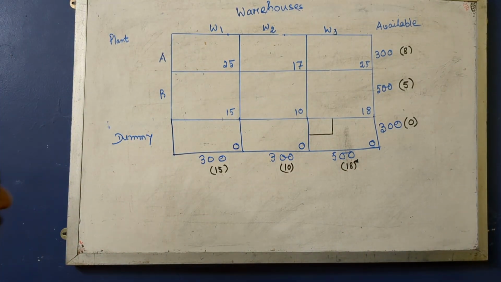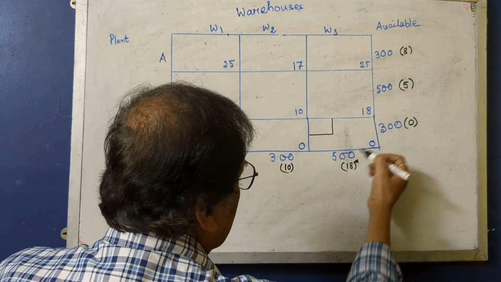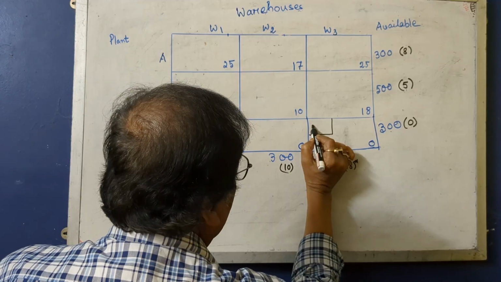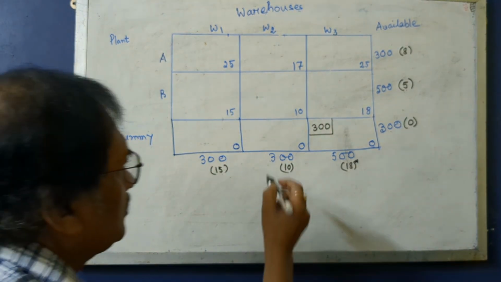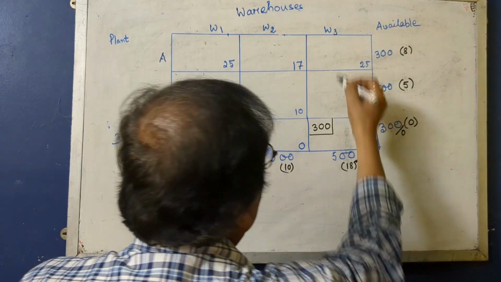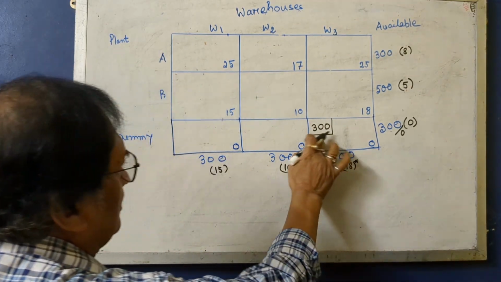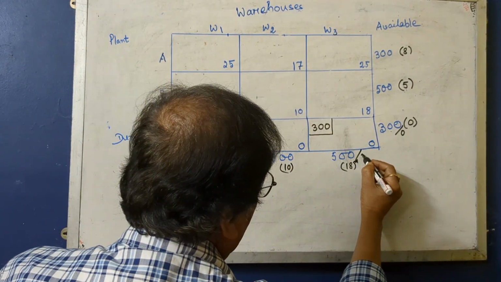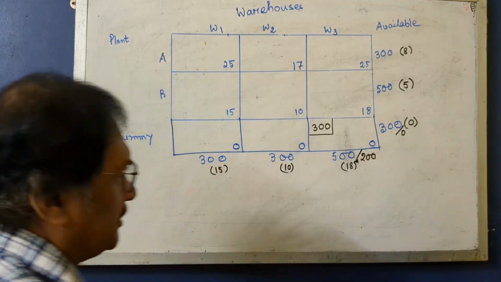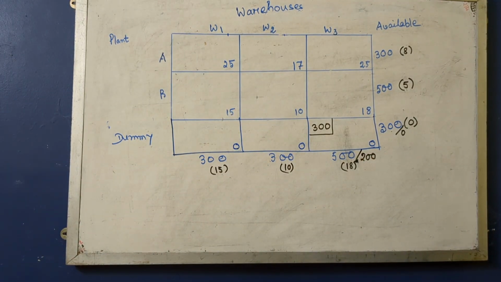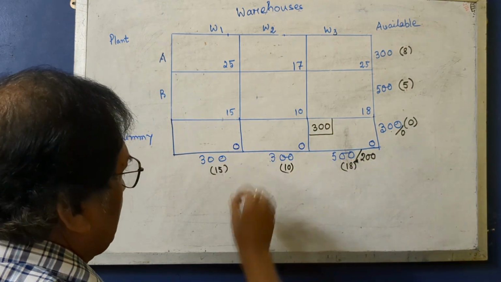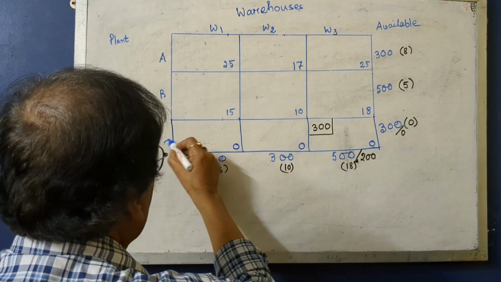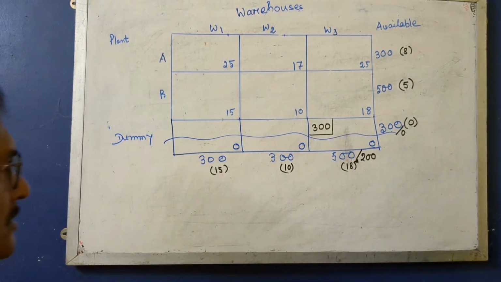And how much will you allocate? 300 and 500. The minimum of these you have to note here: 300. You have to put 300 here. That means the total 300 units is exhausted, and there is no scope for shifting anything more, that's why we strike it out in this way.